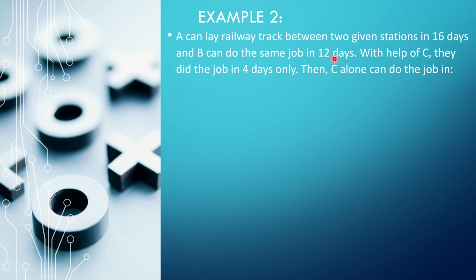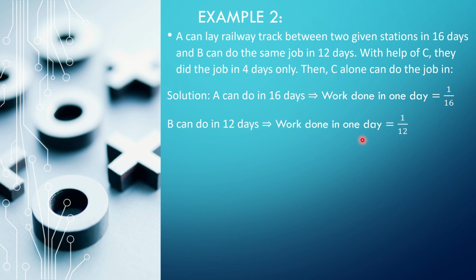So again, the same thing: you will be finding the fraction of work done in a day by A and B respectively. A can do 1 by 16 fraction of the work in 1 day, whereas B can do 1 by 12 fraction of the work in 1 day. Now if all three persons work together, we have to find the work done by C.